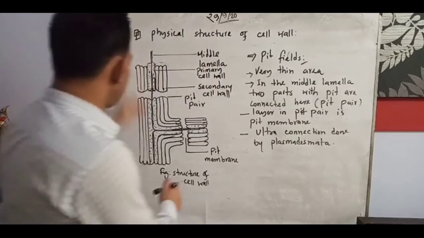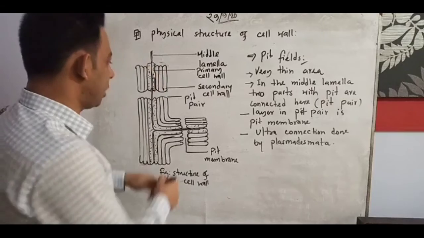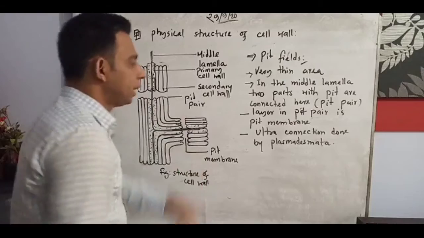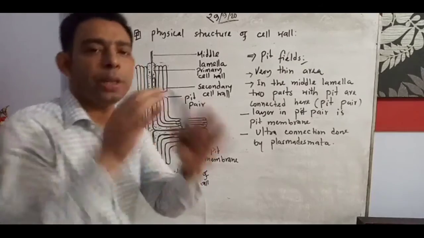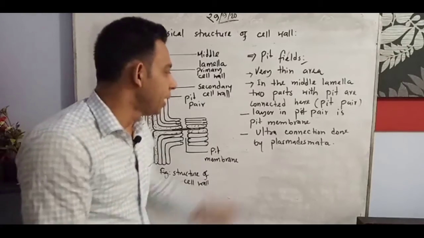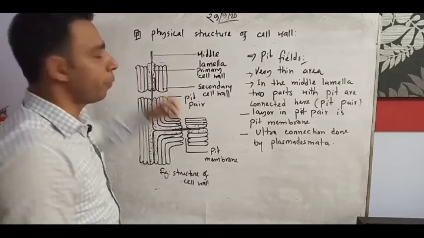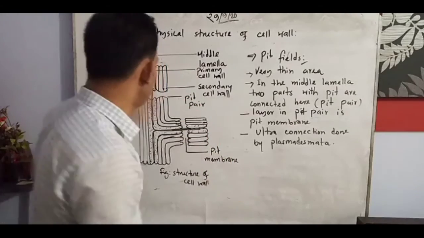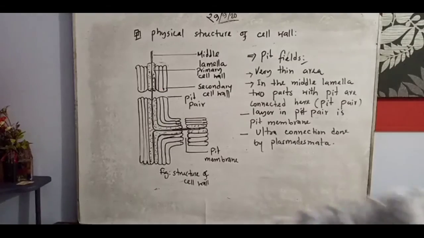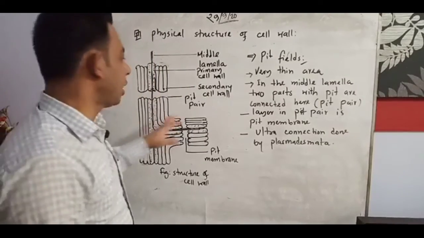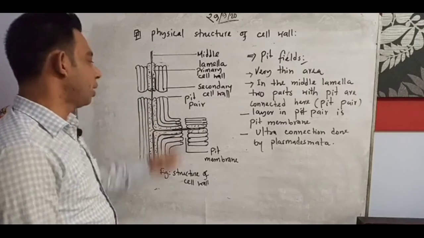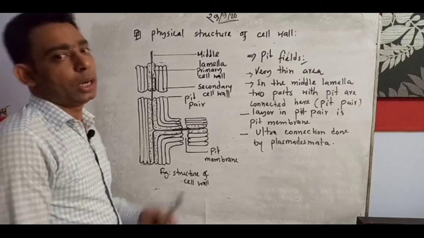And the layer in the pit pair, this layer also is middle lamella, around this a layer can also be found here. Here you can write also. That is, in the pit pair there is a small, very thin layer, that is the pit membrane. And this ultra connection, ultra means very thin connection, what we have seen only middle lamella can connect there. So the ultra connection is done by plasmodesmata.